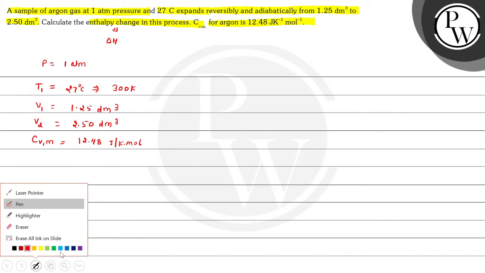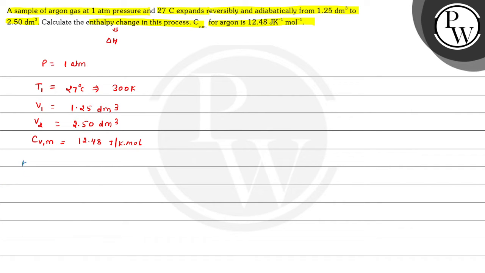So we can write our key concept. What is the key concept? We have to find the change in enthalpy. So change in enthalpy is equal to n CPM dT. Here n is the number of moles, CPM is the molar heat capacity at constant pressure, and dT is the change in temperature. We have temperature T1, so we have to find temperature T2 and also the number of moles.